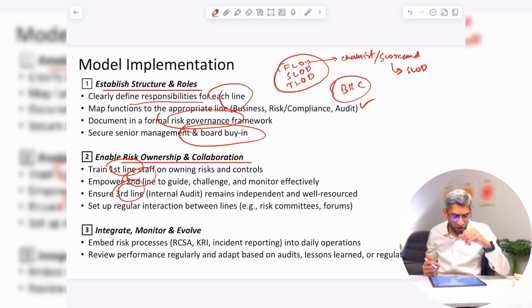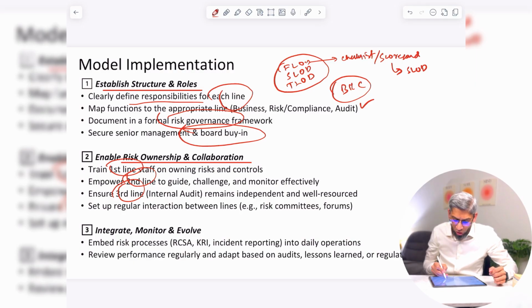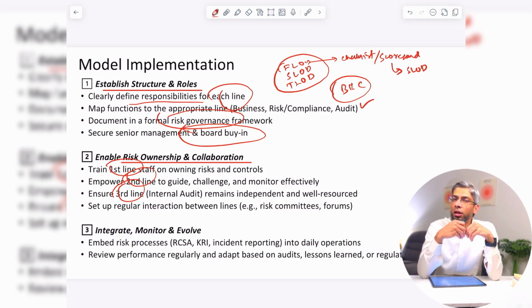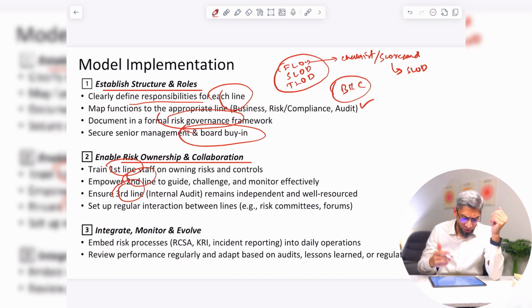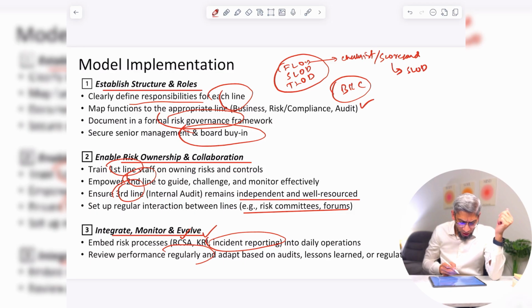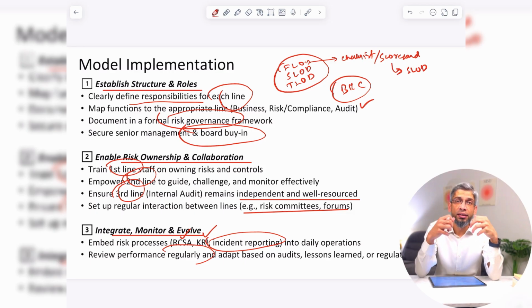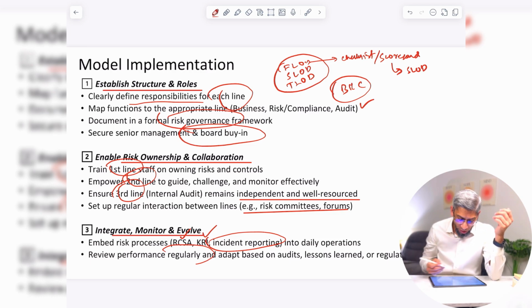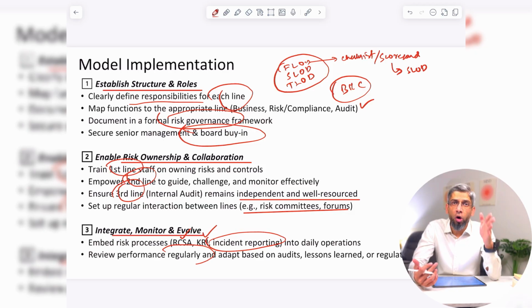And in the end, we have to set up regular interaction between the lines. So there should be discussion on the forums and the committees. It should have follow-ups, and we should be considering it on a regular basis. Then, in the final step, we have to integrate, monitor, and evolve. We have to embed these risk management practices into the system. For example, RCSA, the risk control self-assessment, key risk indicators, incident reporting, internal reporting, or risk appetite statements should all be embedded in each and every process that we have.